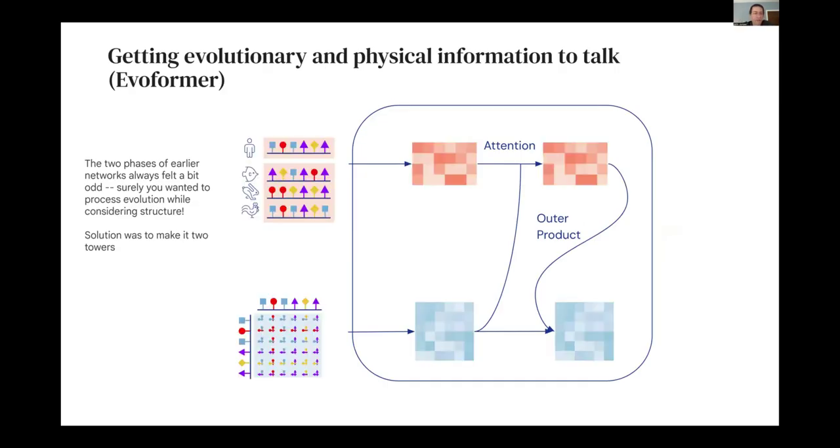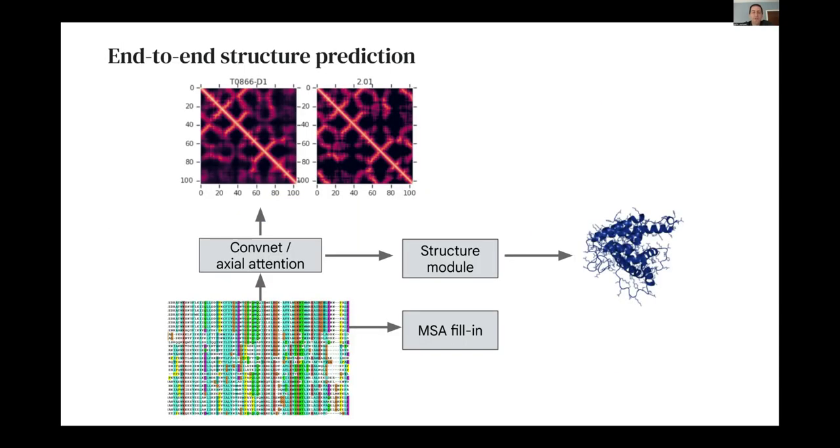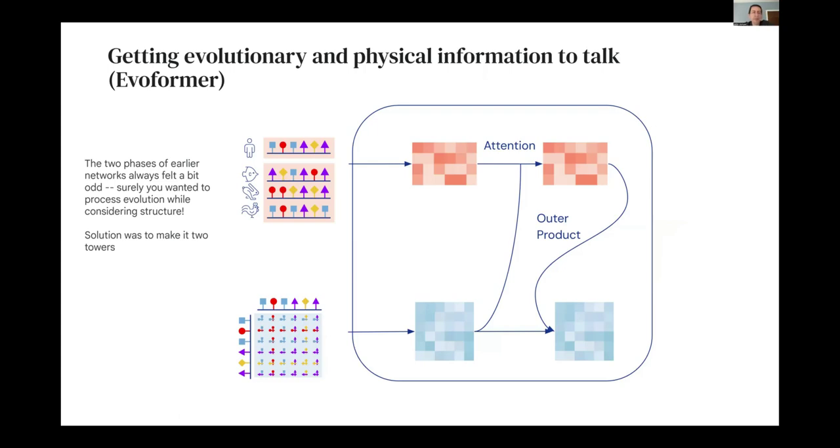The other kind of major idea we had at the time, or what we felt was kind of uncomfortable about this, is that we were thinking a lot about, well, we're doing MSA processing and then we're kind of throwing it over the wall via an outer product. And then we're doing kind of what we would think of as the physical processing, ignoring or having the evolution only kind of carry that information forward. Then we do the physical processing for a while. And then we do the geometric processing of the structure module. And it felt like maybe we should put these together.